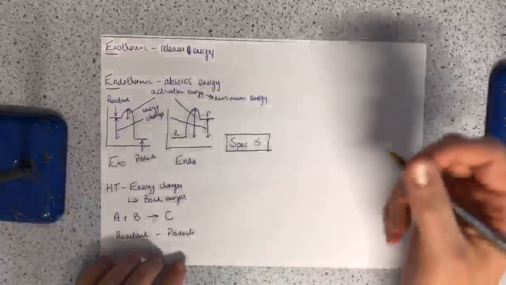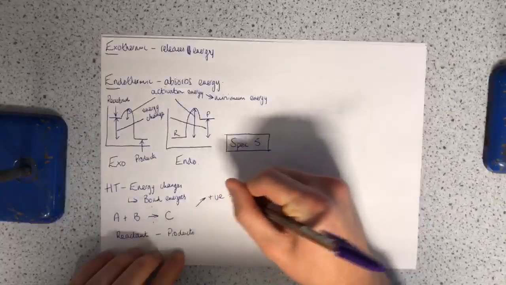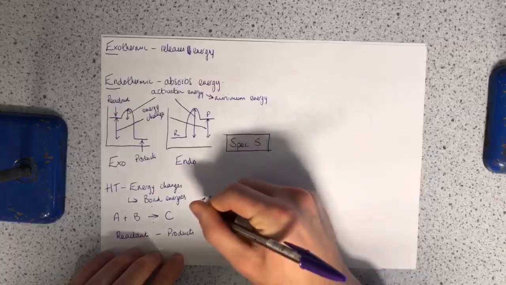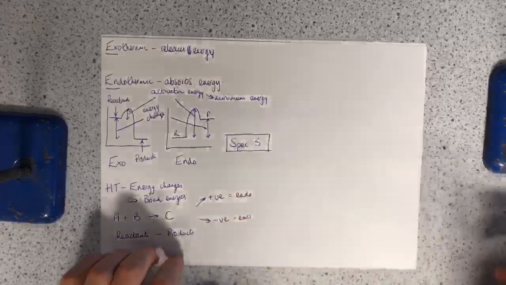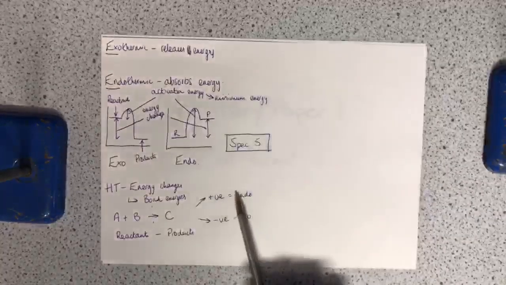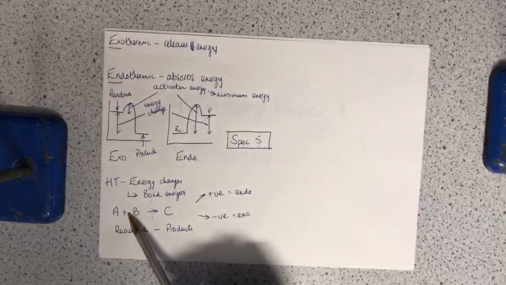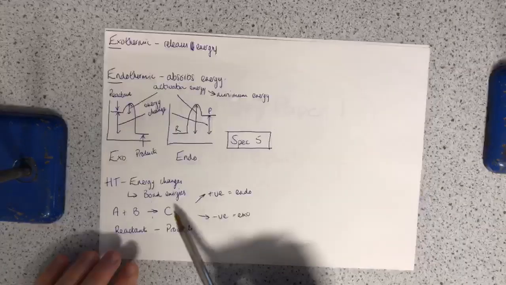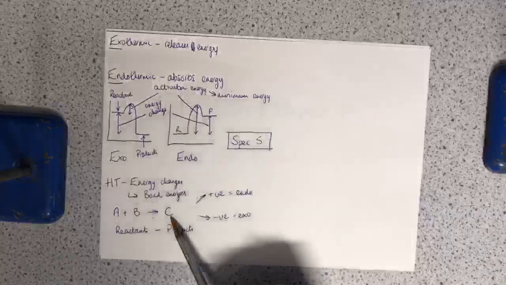Now that'll generate an answer. If it's positive, it's endothermic. If it's negative, it's exothermic. And what that means is there's more energy in endothermic reactions going into the breaking down of bonds than there is in the making of bonds. If it's negative, it's telling you there's more energy going into the making of bonds than there is in the breaking of bonds.